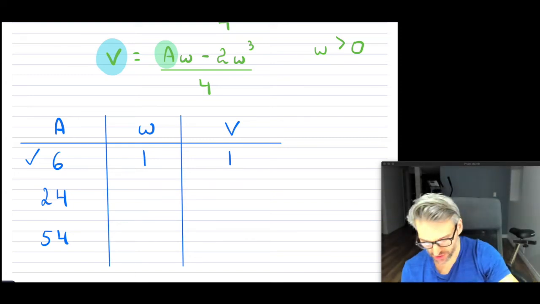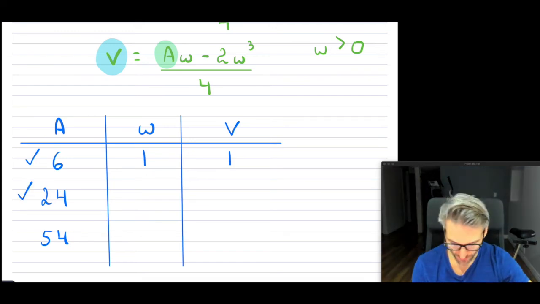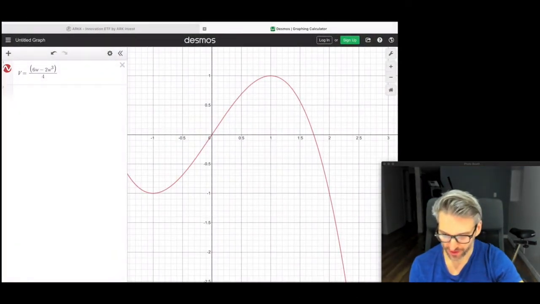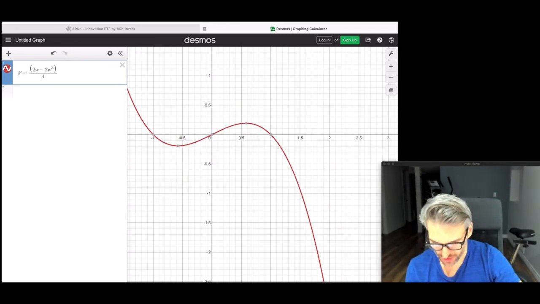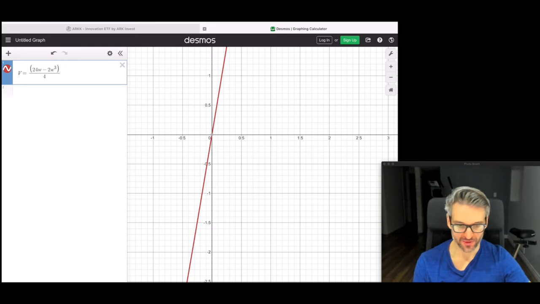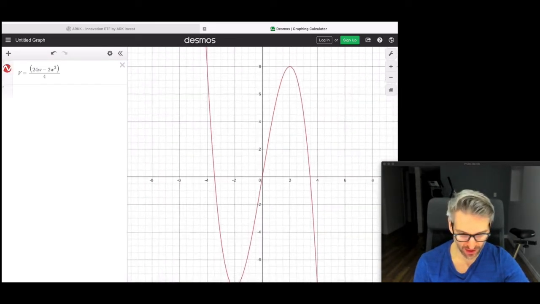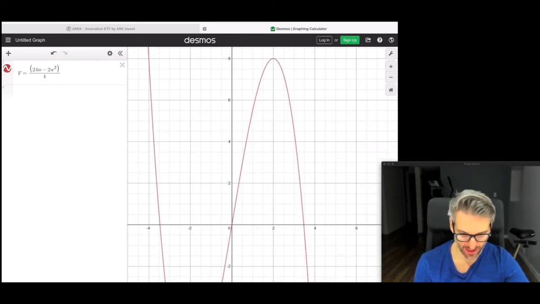Okay, now I'm going to switch that area. I'm going to put 24. So if I put 24, I'm going to go in here and kind of jiggle this around. So my area is 24 instead of 6. So now notice it's going to get a little bit bigger, but it looks kind of the same, right?